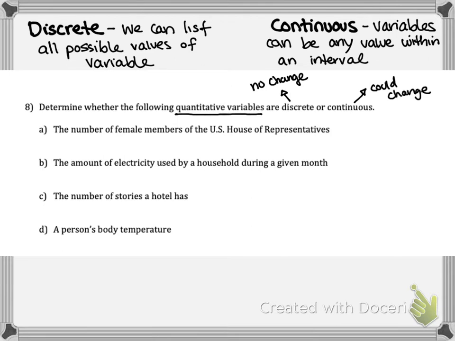Okay, so A: the number of female members of the U.S. House of Representatives. This is the number of female members. This is a set number, and it is not going to change between today and tomorrow. The same number of female members will be in the House of Representatives until there's another election. So it's a set number with no change. That implies that this value would be considered discrete.